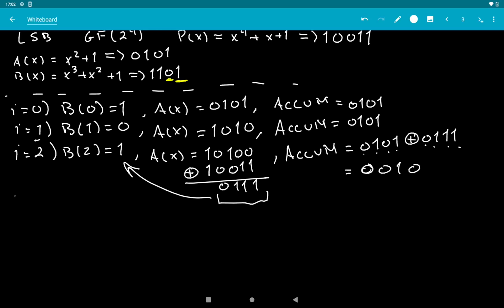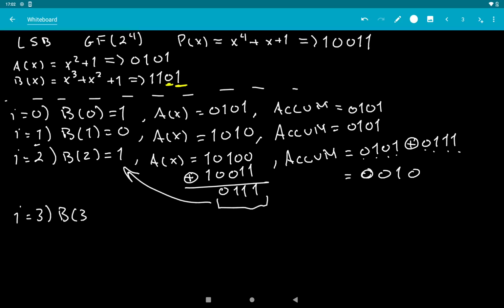And then we're down to our last iteration of i equals 3. B of 3, if we look up here, is a 1. So we know that we're going to accumulate something. A of x, we take our previous a of x, and we left shift it again. So now we get 1, 1, 1, 0.